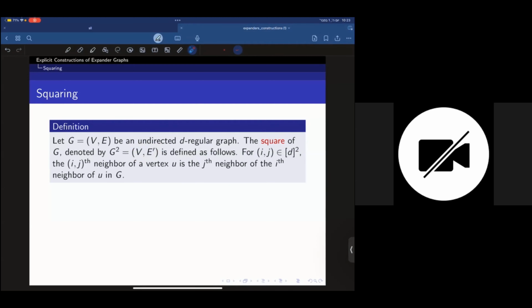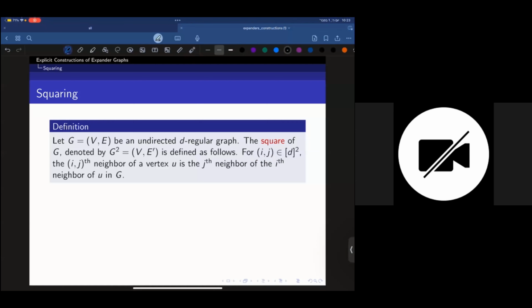And what's going to happen is that each neighbor of a vertex in G was labeled between 1 and D. In G squared, you're going to have D squared neighbors. Maybe some of them will be the same, but D squared neighbors. And it will be convenient to denote the neighbor number not by a number from 1 to D squared, but rather by a pair in [D] squared.